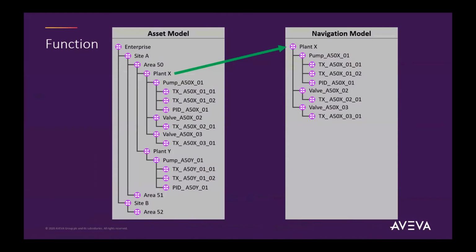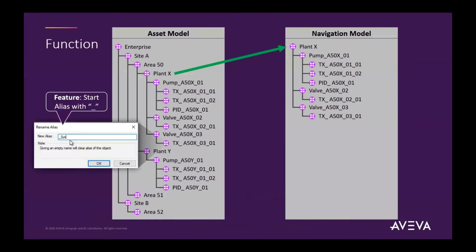Okay. In 2020, we've made things a little bit better. There's something that we call an alias name that changes your object name into a more human readable name. So if you don't like the name TXA50X02, whatever, you can call it flow transmitter, and that is what will show up in the navigation screen.